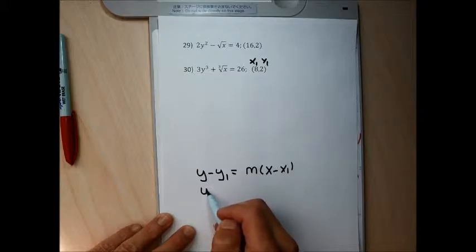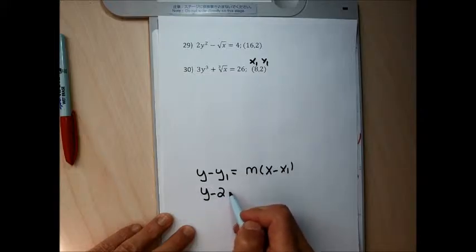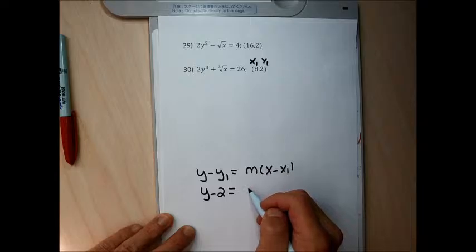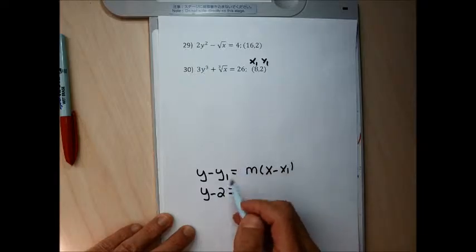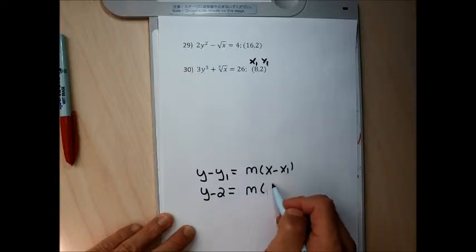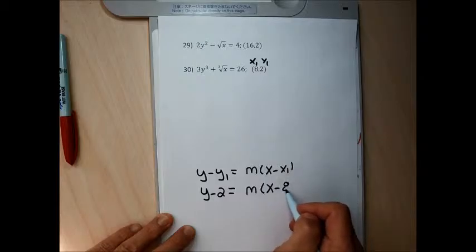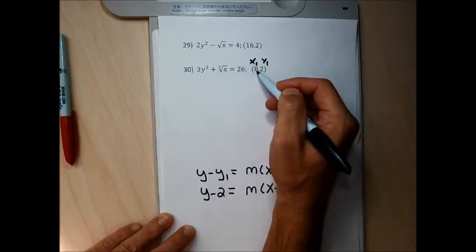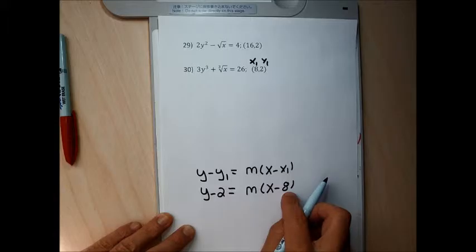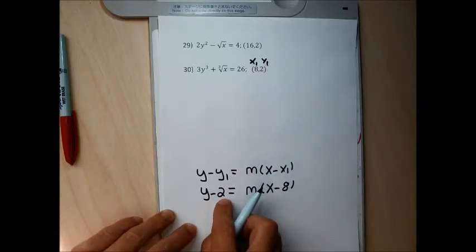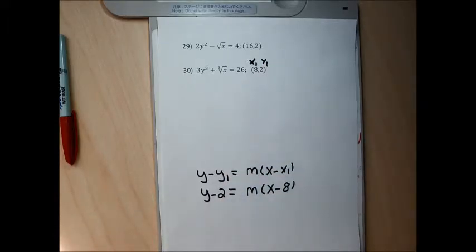So without even doing any calculus, I know that my equation is going to be y minus 2 equals m times x minus 8. That's just simply replacing x1 with the x coordinate of the first point and y1 with the y coordinate of the first point. What I need to be able to do is replace the m with the correct m. And in order to do that, I have to find the derivative with respect to x. So I'm going to do the derivative.